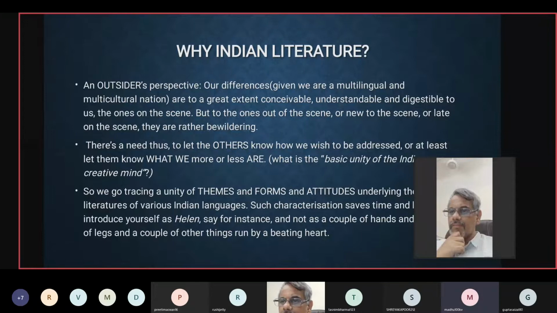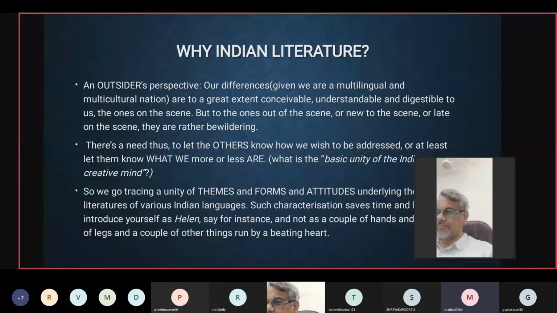So our differences, because we are a multilingual and multicultural nation, are to a great extent conceivable and understandable to us. But to the ones who are out of the scene, or who are new to the scene or late on the scene, these are rather bewildering. So we need to define Indian literature so that if someone takes a text from Indian literature, say for example an Assamese text, how can they say that they had the experience of reading a text from Indian literature? So that is why we need Indian literature at all.